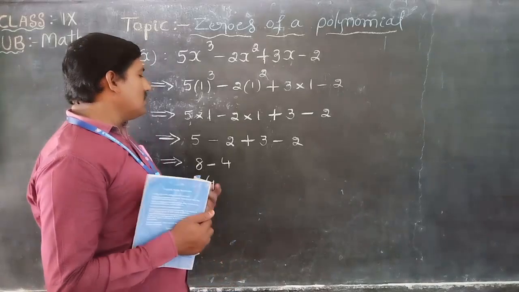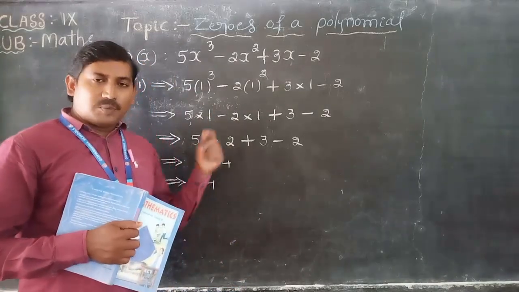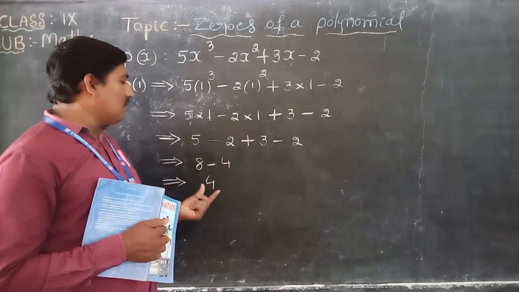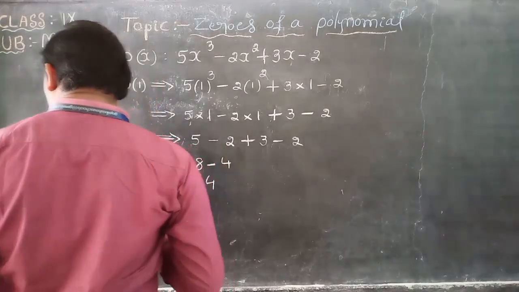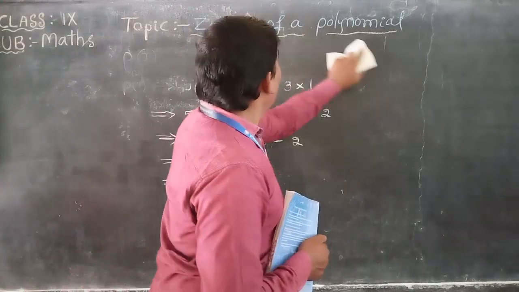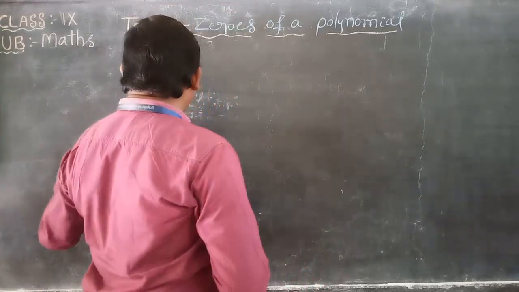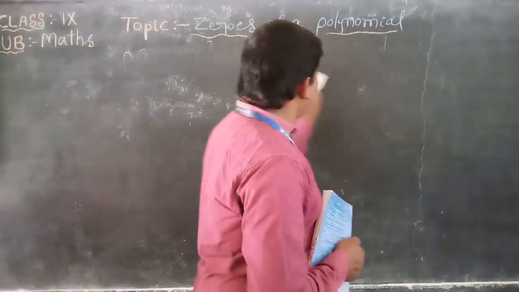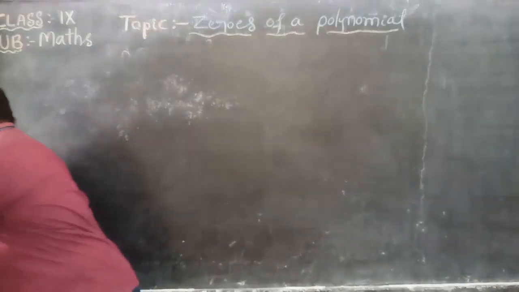So finding the value of a polynomial means, in the place of the variable, we substitute any value, and we will get one constant. Sometimes it is possible to get a positive number, sometimes a negative number, sometimes 0 also.